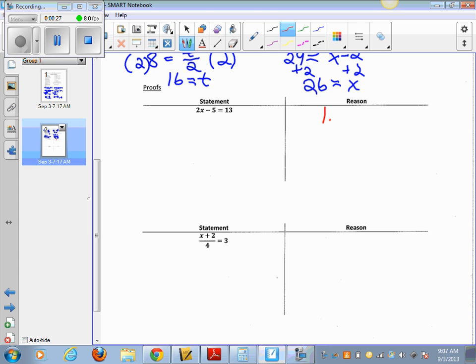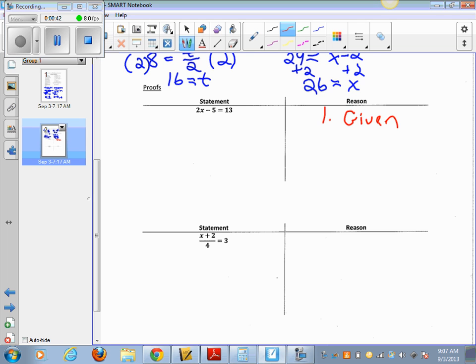So we start with our statement, 2x minus 5 equals 13. Our reason is just that it's given. You always start with your first reason being that it's given. I gave that to you. You know that that's true because I said so.